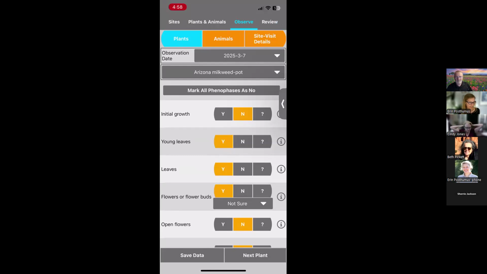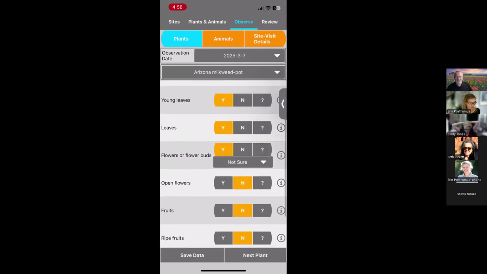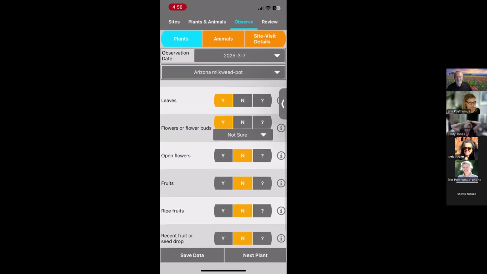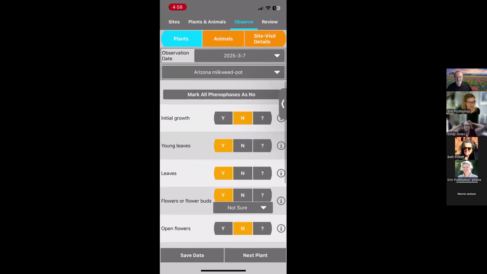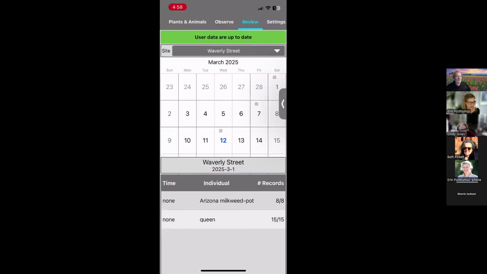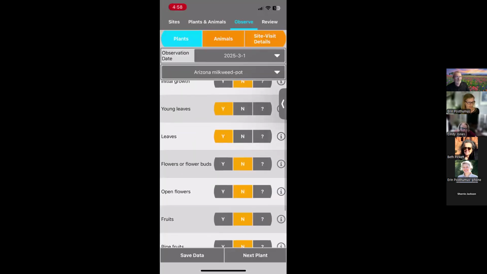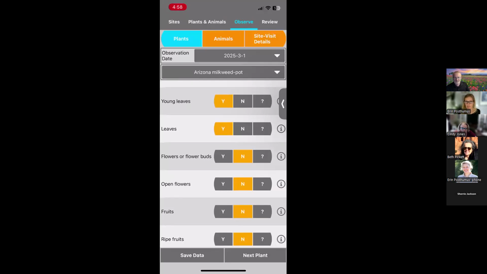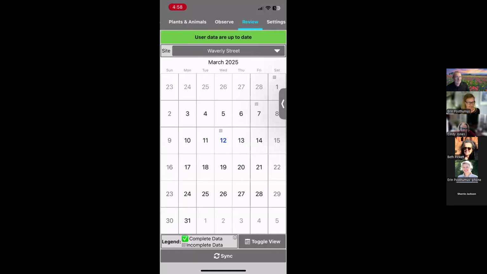And so I can see, oh, I said no for initial growth. I said young leaves yes, leaves, flowers or flower buds, cool. And then if I want to go even farther back, I could say, what did I say on the first? Actually, I didn't say flowers or flower buds back then. So I was able to capture a change from a no to a yes, which is great. So that again is that review screen. Okay, so any questions at this point?